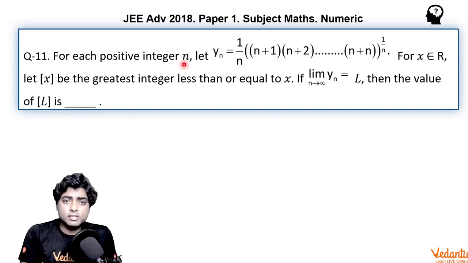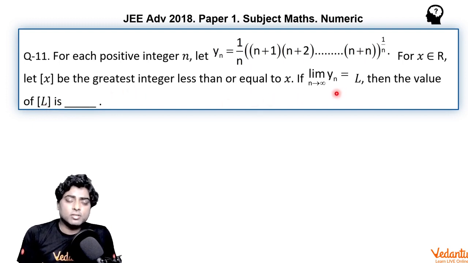For each positive integer n, let yn be defined as 1 by n, under bracket, n plus 1, n plus 2, till n plus n, whole raised to the power 1 by n. The 1 by n is outside here. For x belonging to the real numbers R, let box x be the greatest integer less than or equal to x. If the limit of yn as n tends to infinity is equal to L, then find the value of box of L, that is, the greatest integer less than or equal to L.